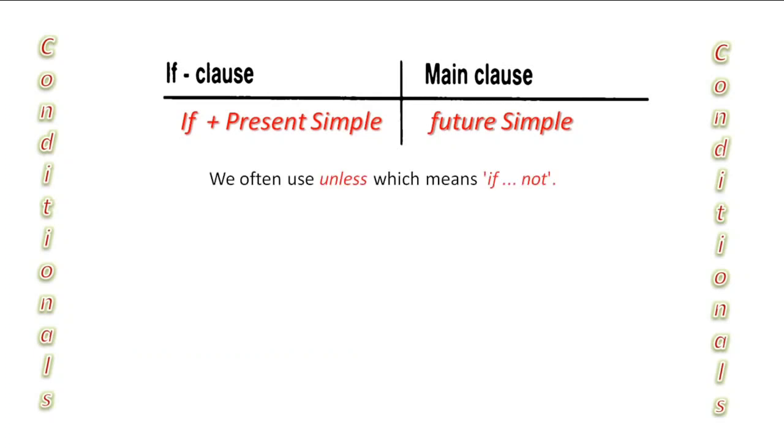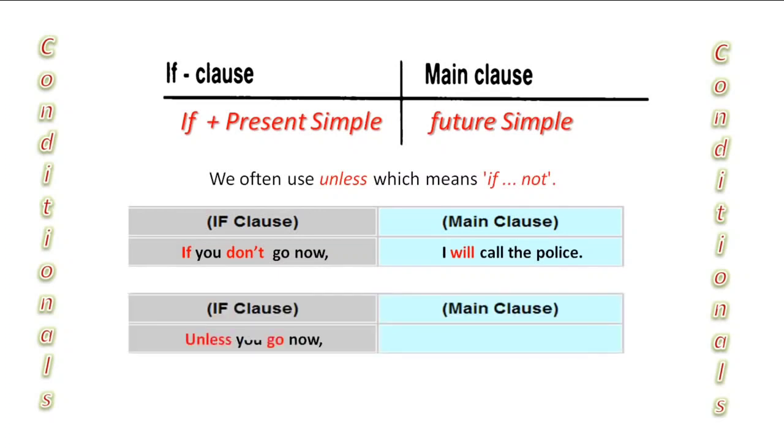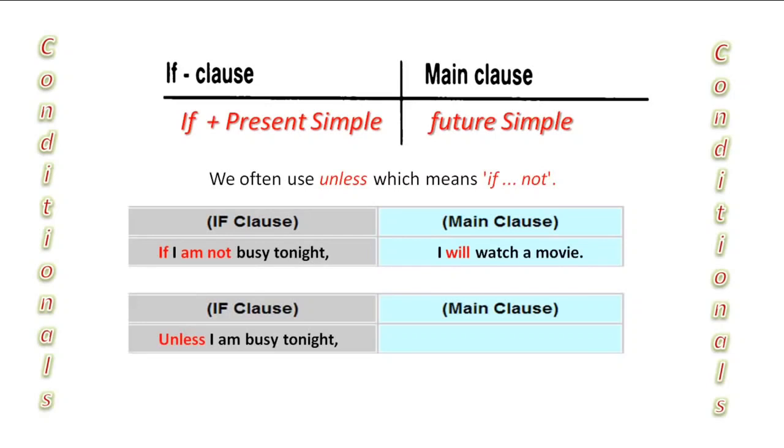We can use unless instead of if not. If you don't go now, I will call the police. If I want to put unless instead of if not, I remove the if and not and replace them with unless. Unless you go now, I will call the police. If I am not busy tonight, I will watch a movie. Unless I am busy tonight, I will watch a movie.